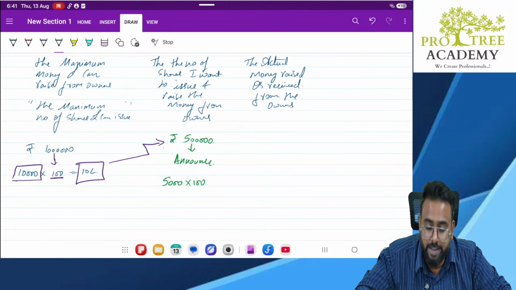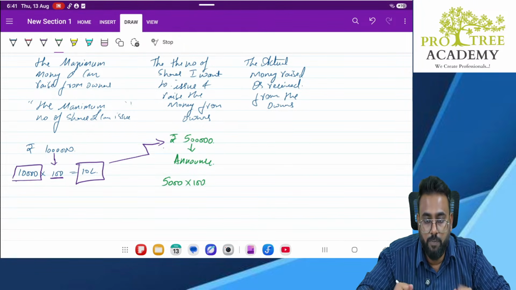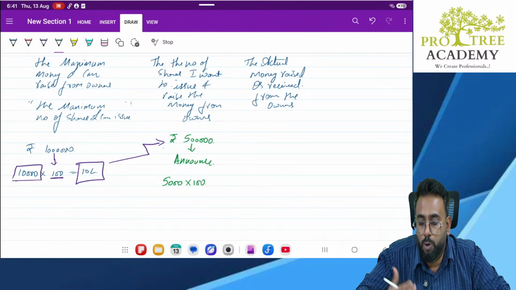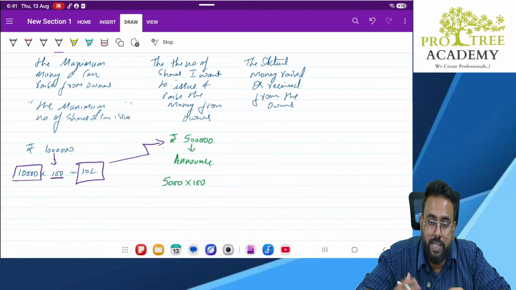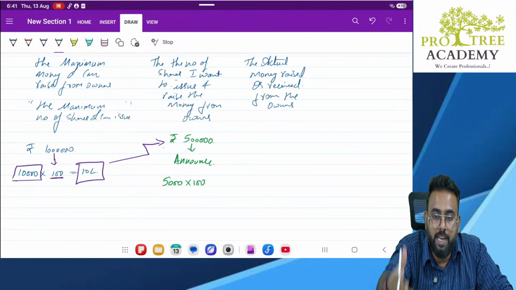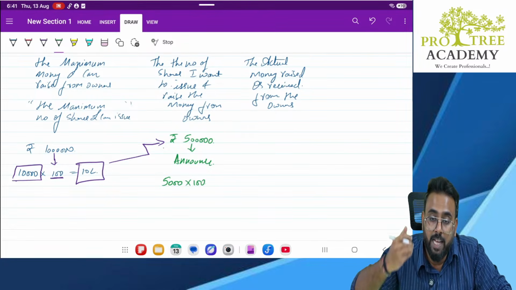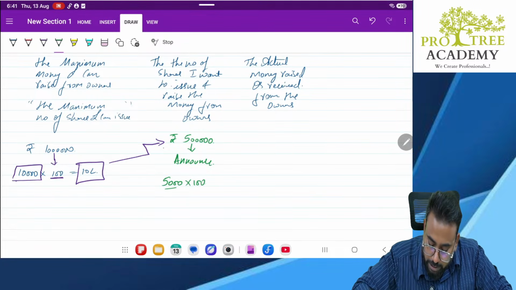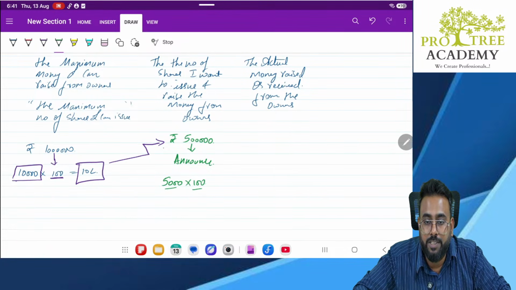5,000 shares of 100 each. Now, say for example, you are the company, you go to a few people and say, I want 10 lakh rupees maximum money, but right now I am in need of 5 lakhs only. So you offer them, please give me 5 lakhs. I am going to give you 5,000 shares worth 100 rupees each.